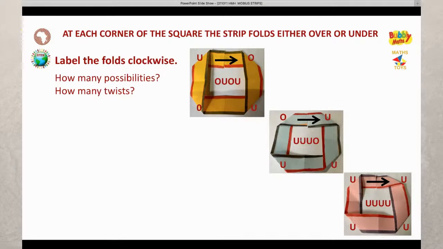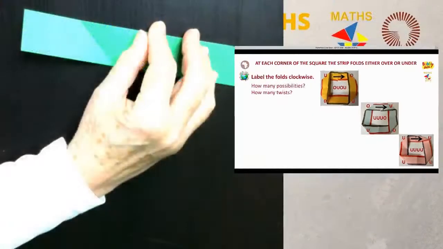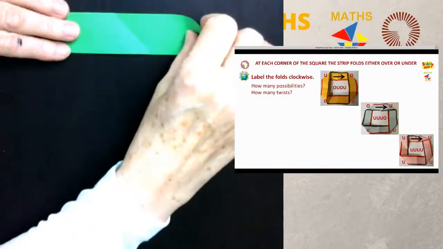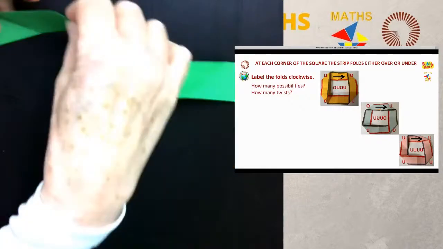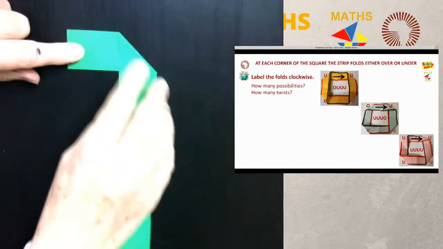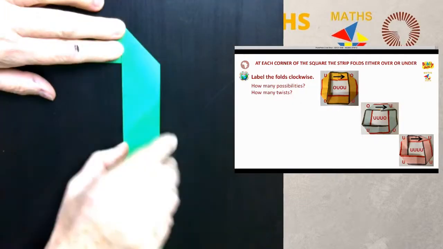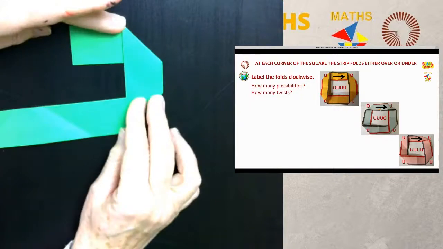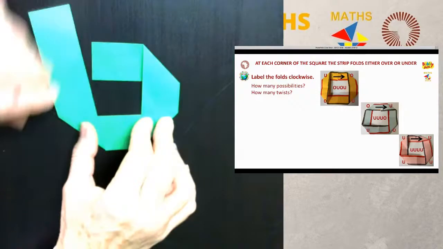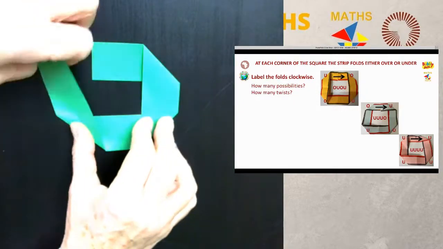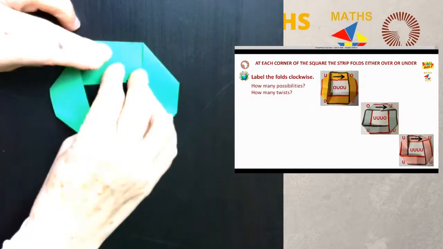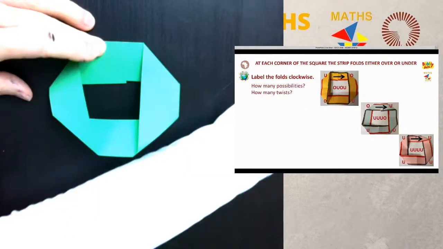Caroline, are you going to demonstrate this? Yep. Ready? Okay. So we're doing the first one, right? Yes, fine. So that's over. So I've got just a strip here. So the first one, I'm just going to go over. And then under. And then under. And then over. And then over. And then under. And then under. And it comes together.